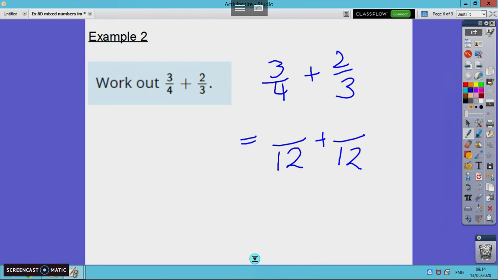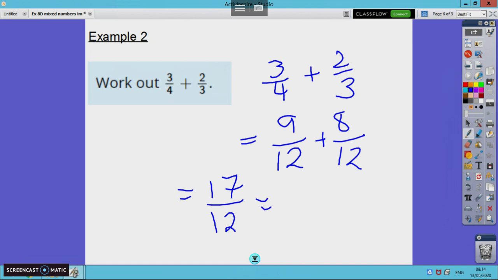What have we times 4 by to get 12? We times it by 3, so we need to do 3 times 3, which is 9. What have we times 3 by to get 12? Well, we times it by 4, so we need to do 2 times 4, which is 8. And we get 17/12. We need to write that as a mixed number.